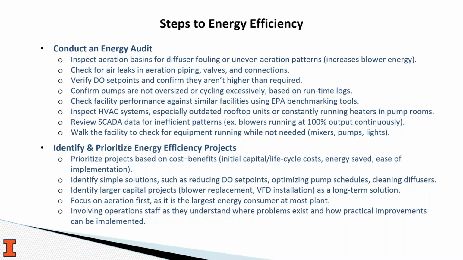Once an audit is complete, the next step is to identify and prioritize those energy efficiency projects. This can include looking at both simple operational adjustments, like lowering DO set points, optimizing pump schedules or cleaning diffusers, which could be simple to do and can be implemented within a week, or a larger capital project like blower replacement or adding equipment like DFTs. Those might be lower in the priority list because they could take time, require capital, and need a little more expertise to implement within your facility. Aeration improvements should typically be considered first because they're usually the biggest opportunity to save energy for wastewater treatment plants. So I would definitely start there.